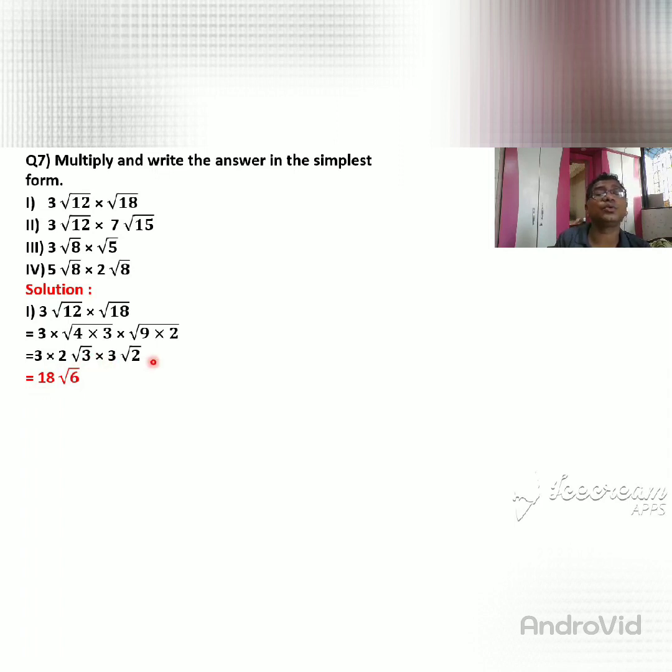Root 3 into root 2. Root 3 into root 2. 3 times 2 is 6. So 18 root 6. That is the answer. 18 root 6.